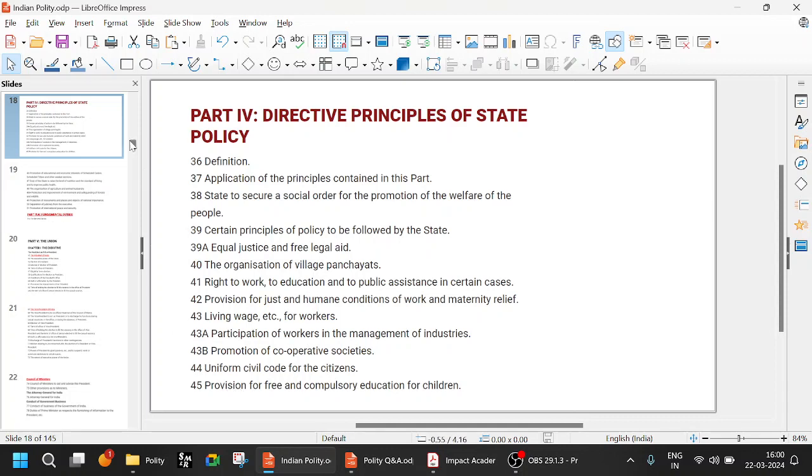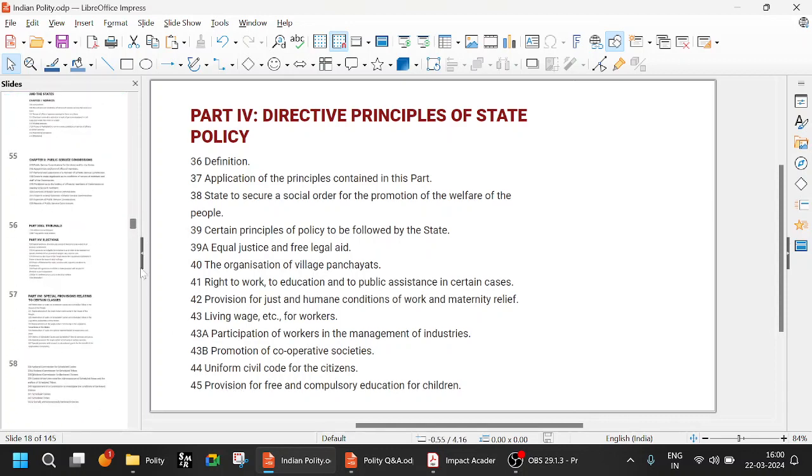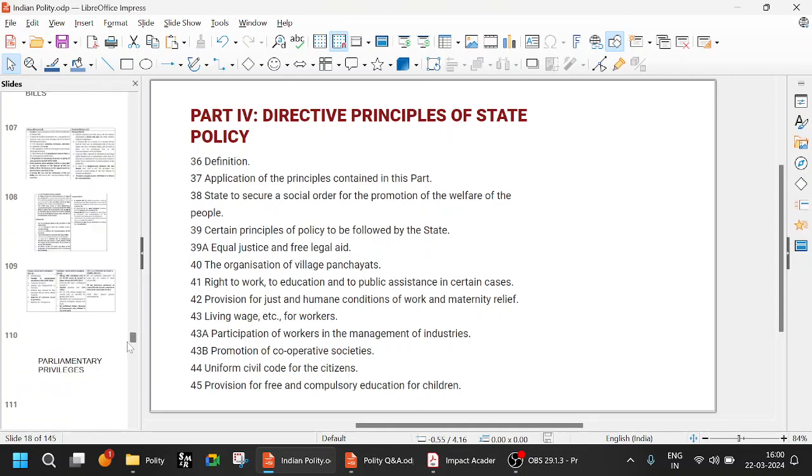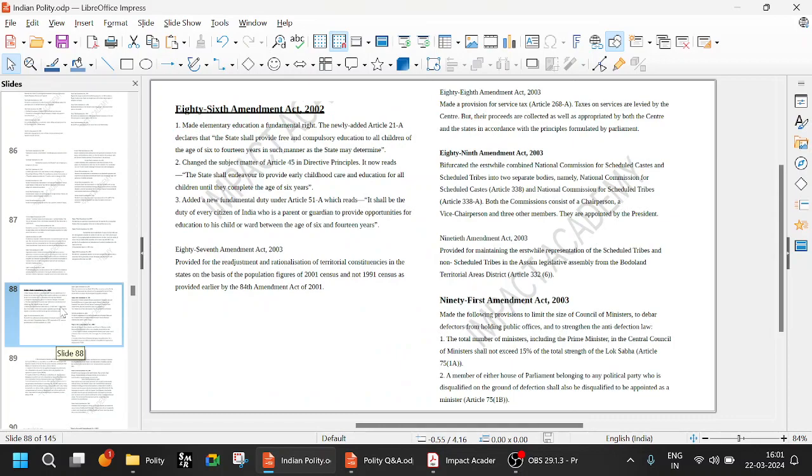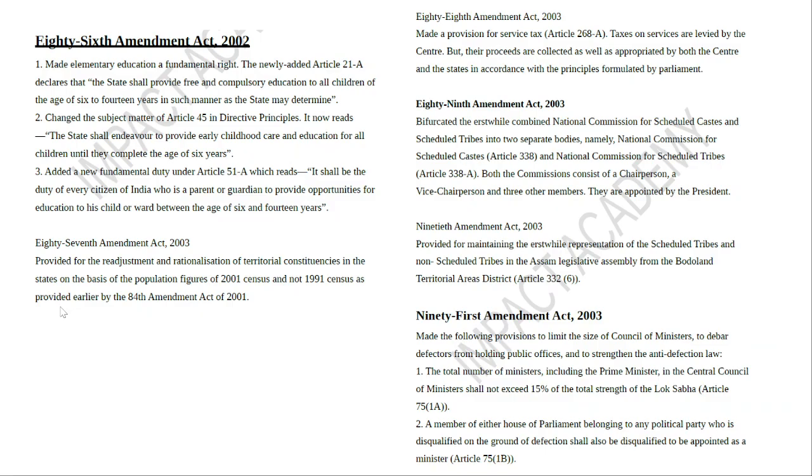Later on, if you look at the Constitutional Amendment Acts, let us look at the 86th Constitutional Amendment Act. The 86th Constitutional Amendment Act of 2002 is very important. It made elementary education a fundamental right. How? By adding a newly added Article 21A. Remember, this is 21A. Previously, Article 21 deals with life and liberty. Okay, it's a very important fundamental right. On top of that, Article 21A was added with the 86th Amendment Act of 2002.